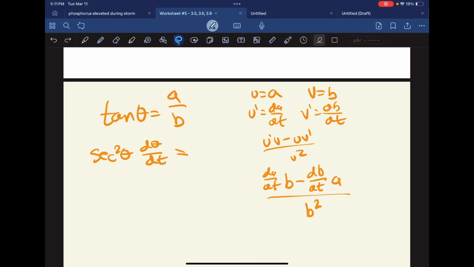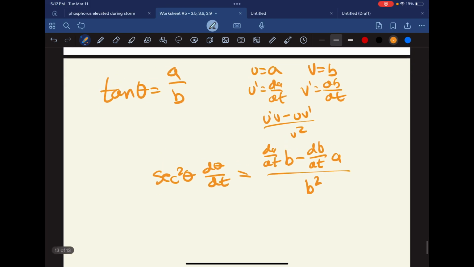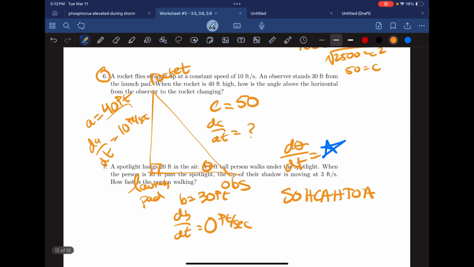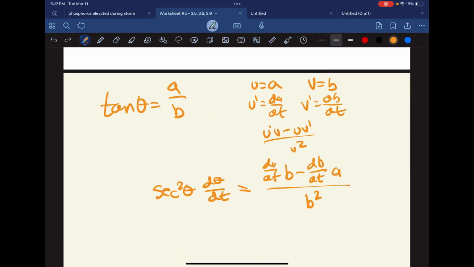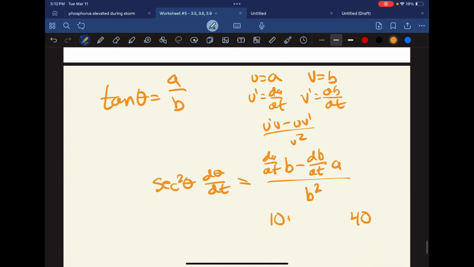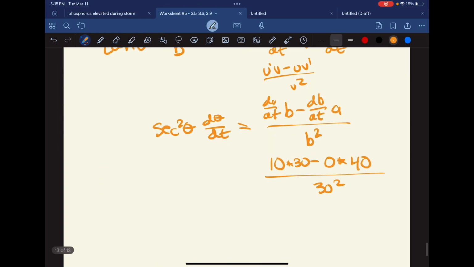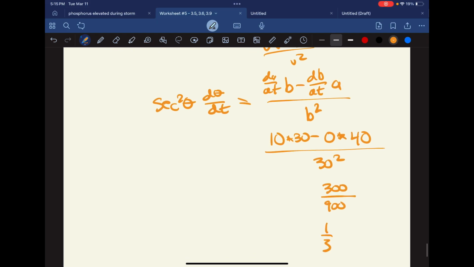Okay, here, what if we move this down? Okay, perfect. So this is what we're dealing with now. Let's fill in the stuff we know. We said dA/dt is 10 and A is 40. And we said B is 30. And dB/dt is 0. So now we're dealing with 300 divided by 900, which is 1/3. Okay, this is looking a lot more real.